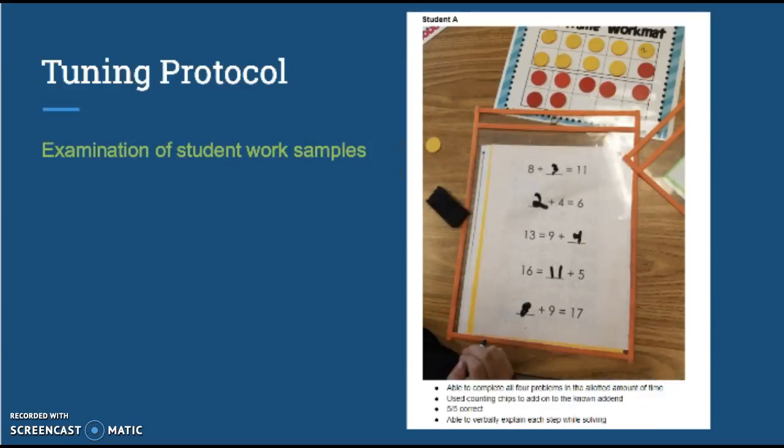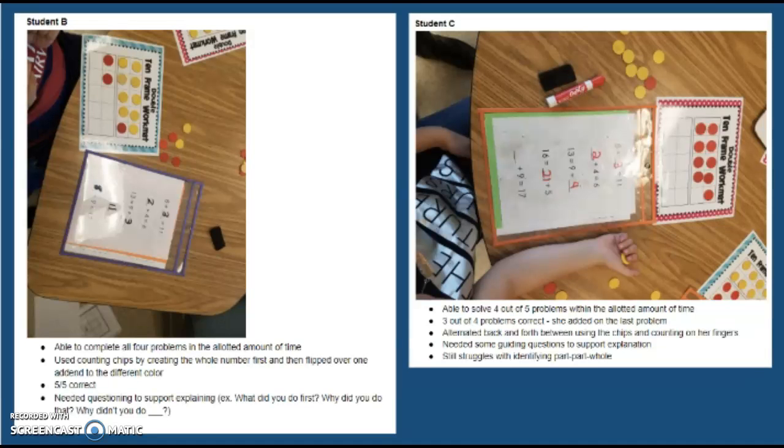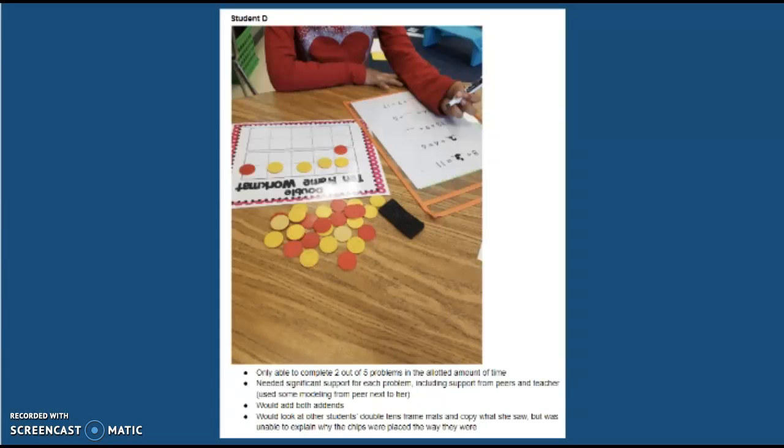This is the examination of student work. So most of her students were able to complete all of the work within the allotted time. They used the counting chips, as this student here used the yellow side to represent the first number and then the red side to represent the second number in their equation. And here's some more here as well. And some students had a hard time completing the equations. They were found to copy off of others but could not explain how they got the answer, although it was the correct one.